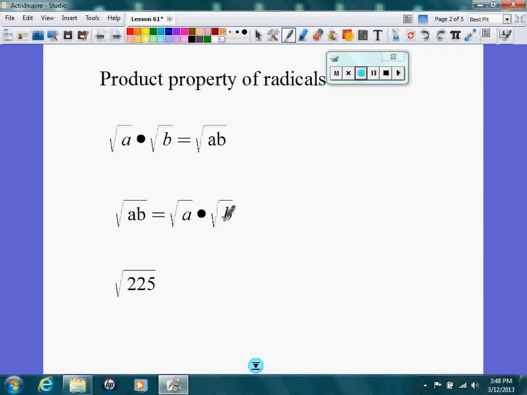So here's a radical that perhaps we can use this product property of radicals to simplify. We could write this radical, square root of 225, as the square root of 25 times 9, and we could separate that into two radicals, the square root of 25 times the square root of 9, and we know the square root of 25 is in fact 5, and the square root of 9 is 3, and then 5 times 3 is 15. So the square root of 225 is 15.